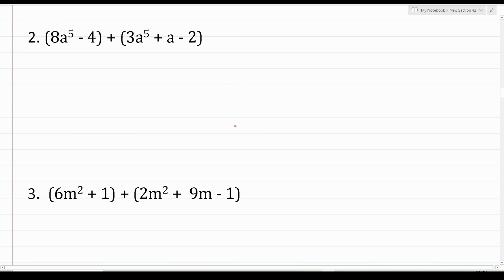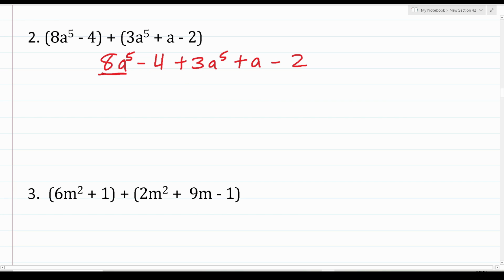Again, we have a binomial that is a 2-term polynomial plus a trinomial that is a 3-term polynomial. So let's go ahead and drop these parentheses and combine our like terms. So we have 8a to the 5th minus 4 plus 3a to the 5th plus a minus 2. Let's start combining our like terms.